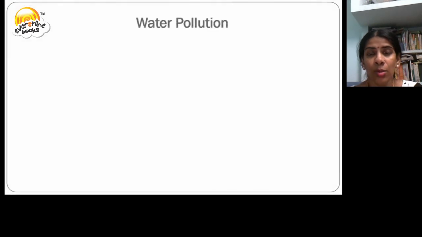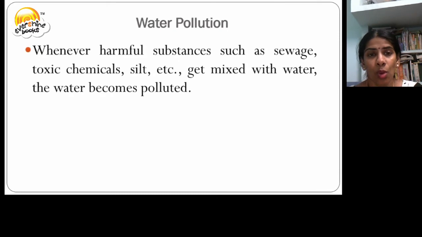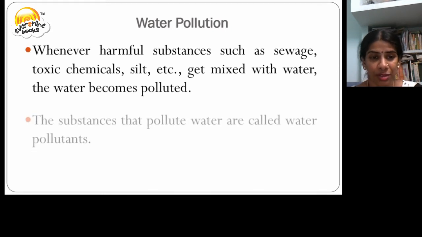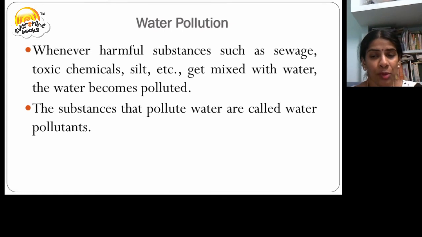Let us now discuss water pollution. Whenever harmful substances such as sewage, toxic chemicals, silt, etc. get mixed with water, we say the water becomes polluted. The substances that pollute water are called water pollutants.